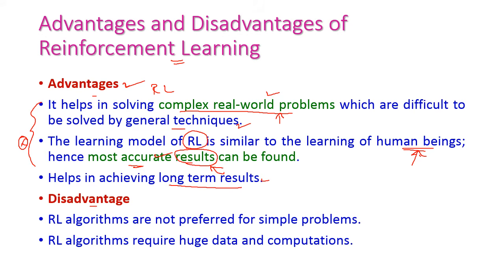When it comes to disadvantages, these mechanisms are not preferred for simple problems. And why? Because for learning this system, a huge volume of data is required. And computation is also very difficult, because we need to give a reward and penalty for each and every action. So, these are the drawbacks of reinforcement learning.